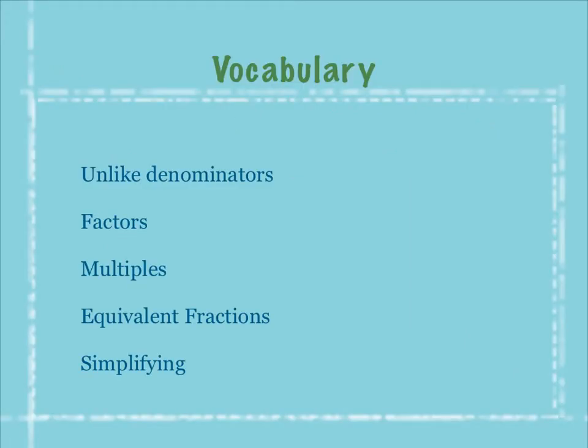Before we move on, we know that our vocabulary words are so important for us to know. Unlike denominators, those are denominators that are not the same number. So like 1/8 and 1/4. We have factors, which are numbers that can be multiplied together to make a new number. We have multiples, which are numbers that can be divided evenly without a remainder. Equivalent fractions are fractions that might look different but really have the same value. And simplifying means to make a number the smallest form possible.